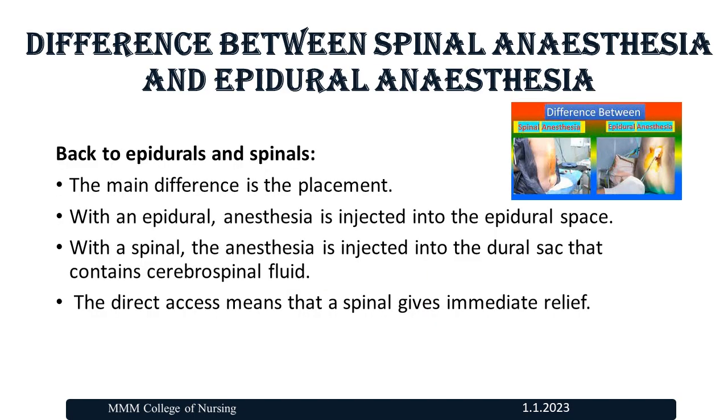What is the difference between spinal anesthesia and epidural anesthesia? The main difference is the placement. With an epidural, anesthesia is injected into the epidural space. With a spinal, the anesthesia is injected into the dural sac that contains cerebrospinal fluid. The direct access means that a spinal gives immediate relief.